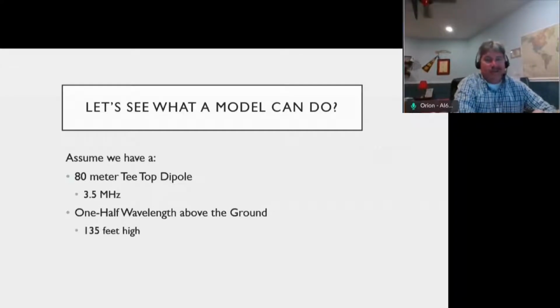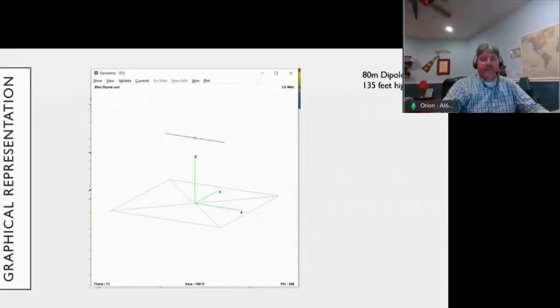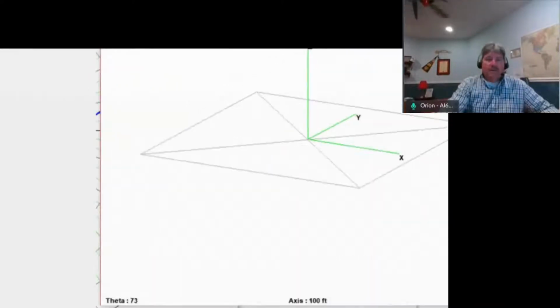So what I thought I would do is first dazzle you and whet your appetite about what an antenna model can do. Let's just take the simple 80-meter T-top dipole. In this particular model, I used 3.5 megahertz, and I put it at about 135 feet above the ground, which is roughly a half wavelength. The first thing the model will do for you is give you a graphical look at what the antenna is going to look like.